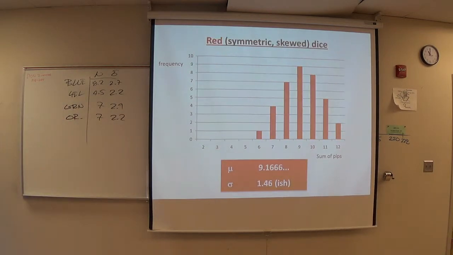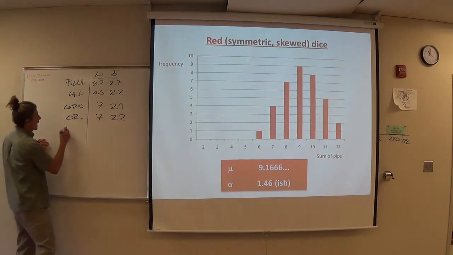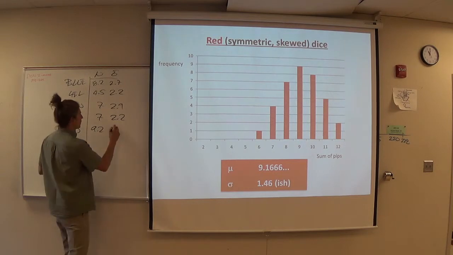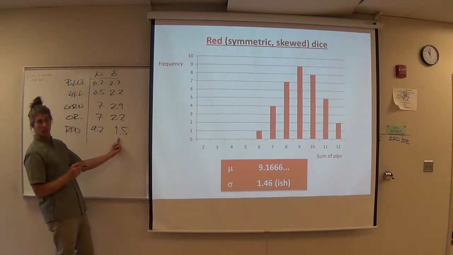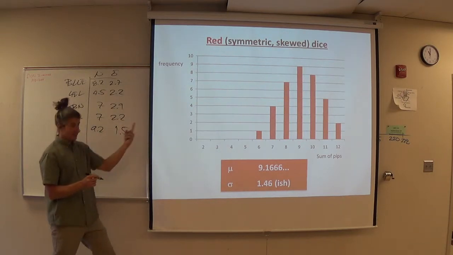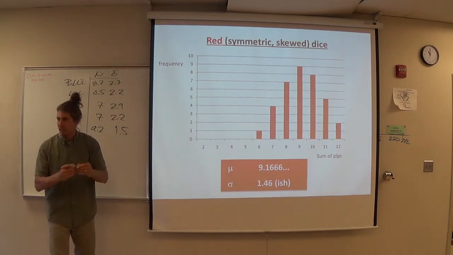And then last but not least, red was the only one that looked kind of like a bell curve from the beginning. And it had an average, it was pretty high, right? It was 9.2 with a plus or minus of 1.5. Really tight. That's the smallest plus or minus. Hopefully you can see why. Smallest variability, tightest curve. Hopefully that makes sense. Everything's kind of clustered. Good.